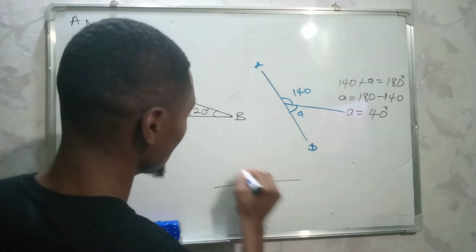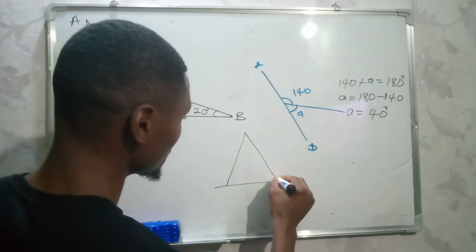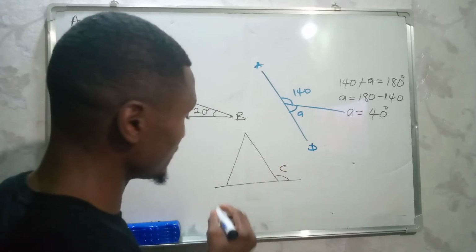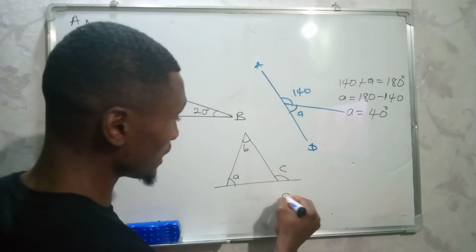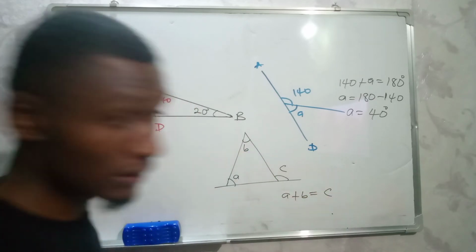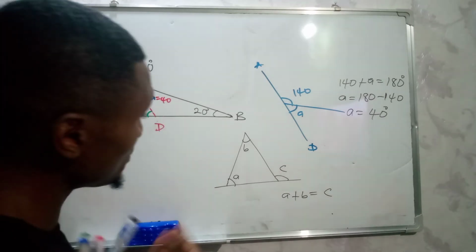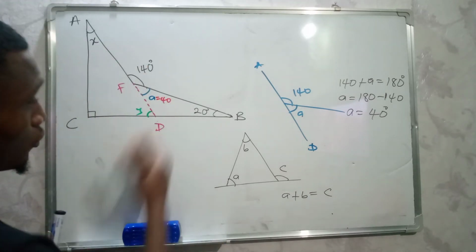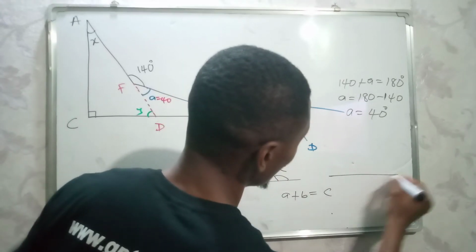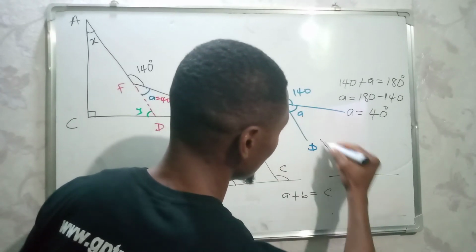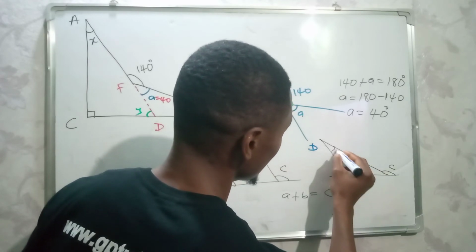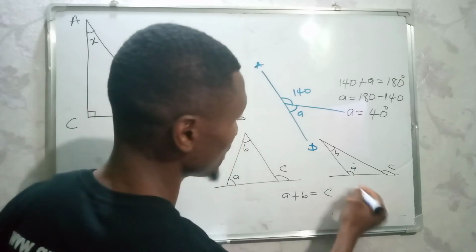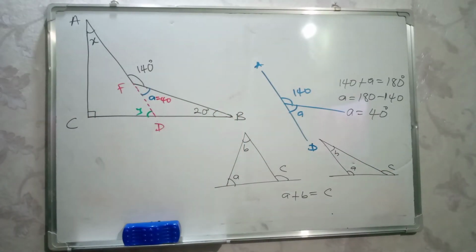If I have a triangle like this, for example, this is the external angle. Let me label it C. These are the opposite internal angles, A and B. So A plus B is equal to C. That is what the law says. Maybe I should also draw another triangle that looks somewhat like this. Here is my C, here is my B, here is my A. So A plus B also gives us our C. That is exactly what this law is saying.